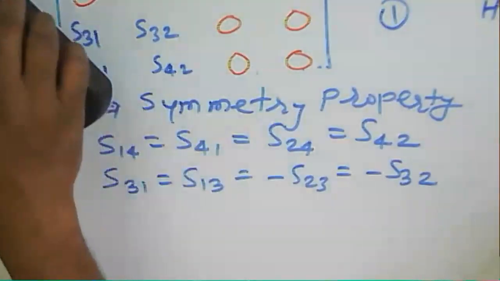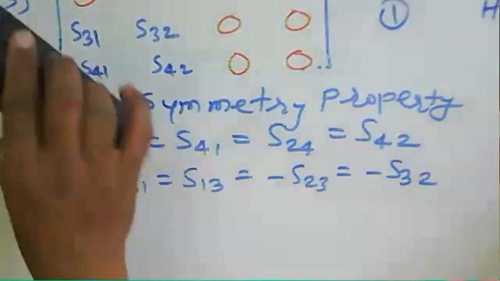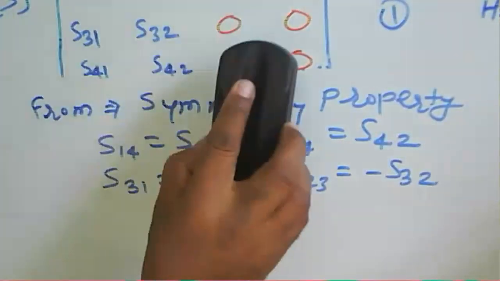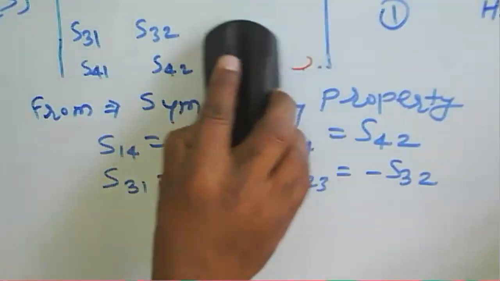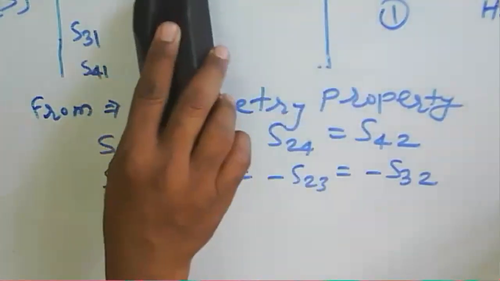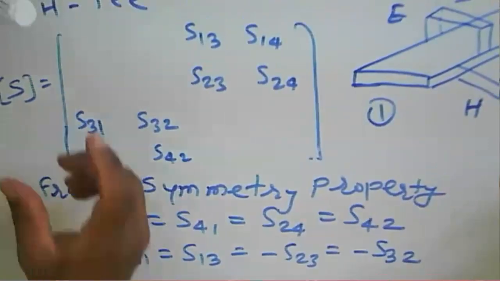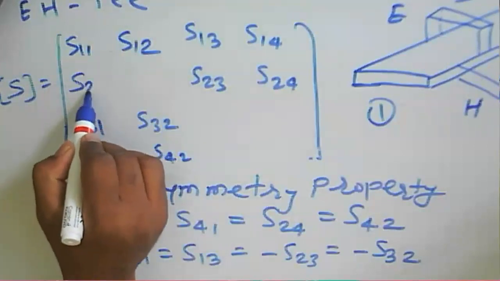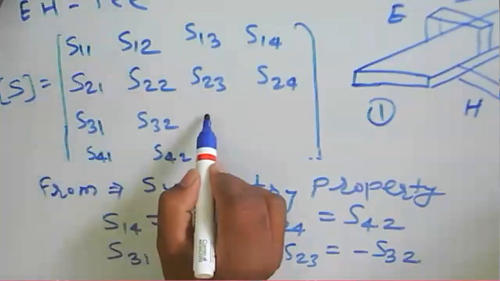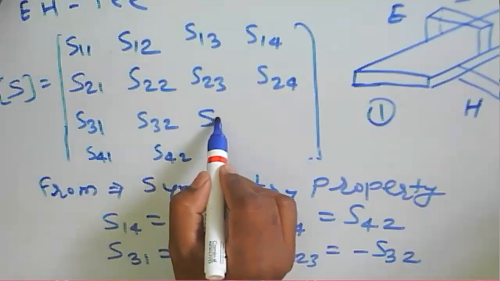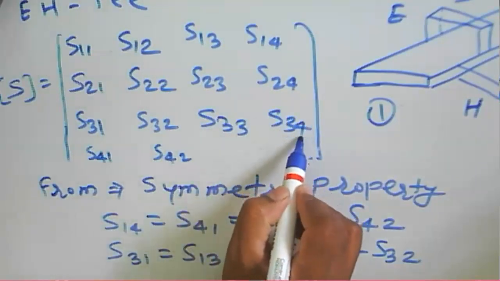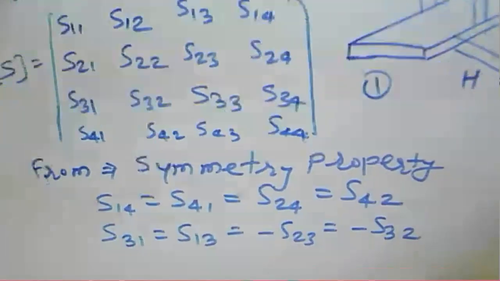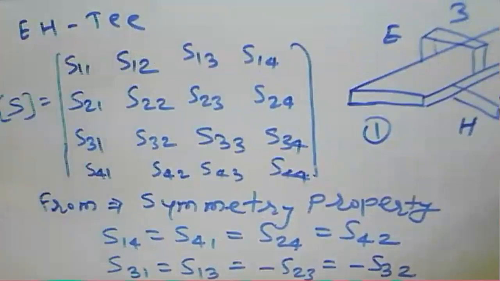Now forget about those conditions. We can consider all the components right now. I rewrite all the terms: S11, S12, S21, S22, S31, S32, S33, S34, S43, and so on. This is the S matrix.